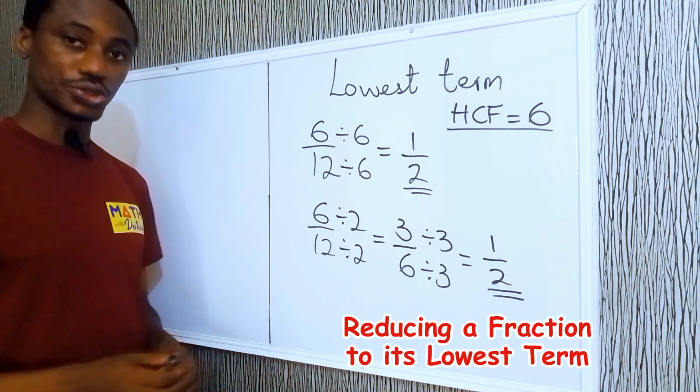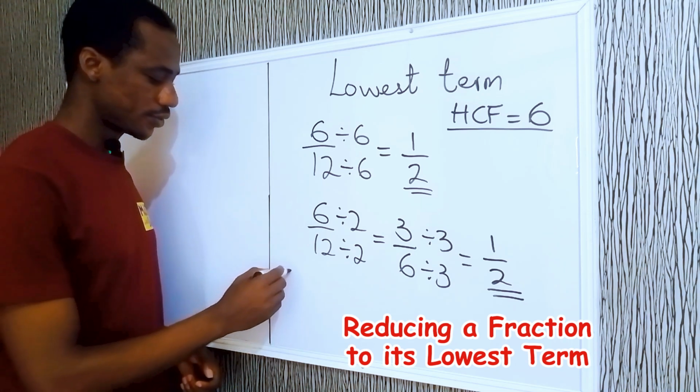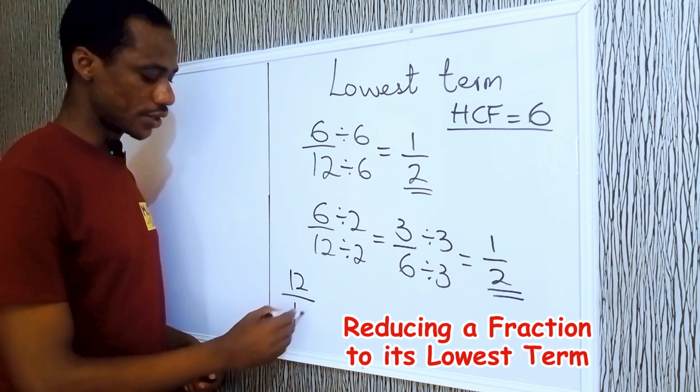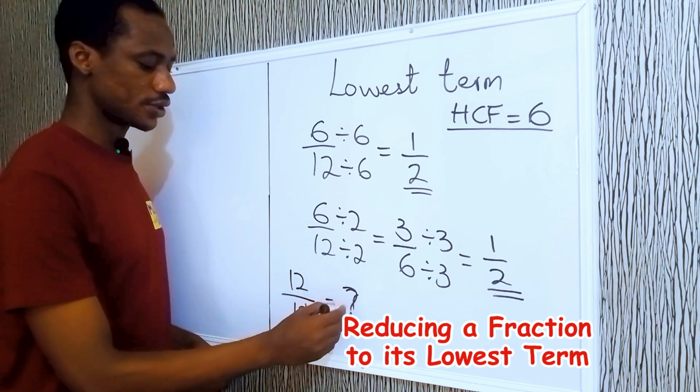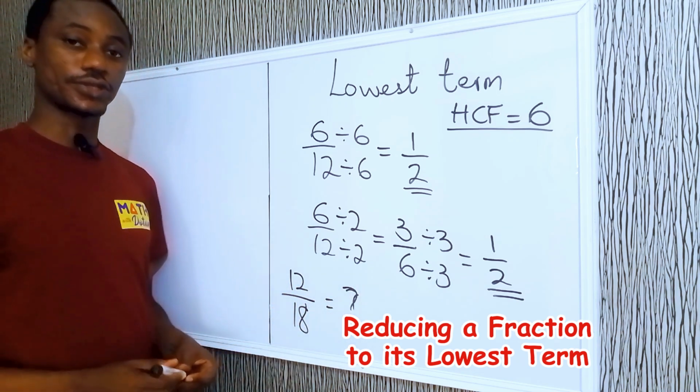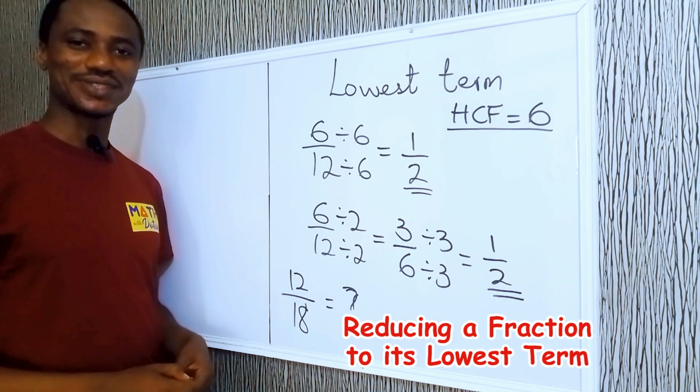So, your turn now. You have 12 over 18. What is this fraction in its lowest term? Let's have the answer in the comments.